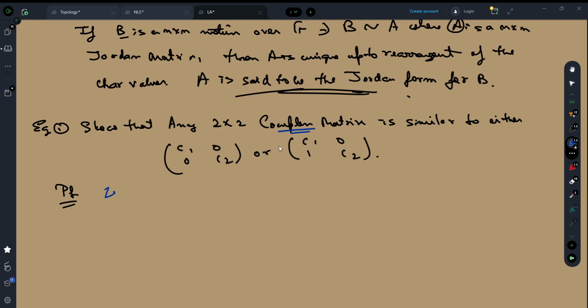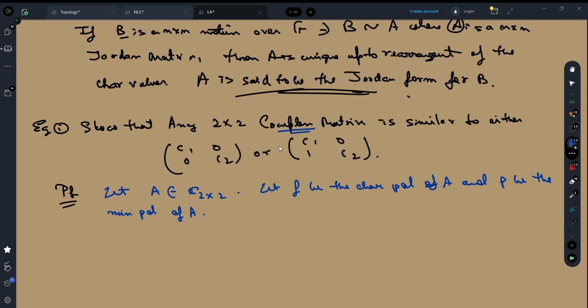Now see, we are given an algebraically closed field, right? So the characteristic polynomial will obviously split. So let A be a 2 cross 2 matrix over C. Let me just define it like this. We will abide by the notations we have already used. Let F be the characteristic polynomial of A and P be the minimal polynomial of A.